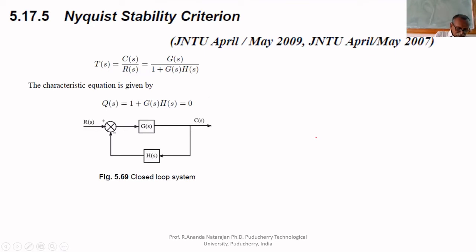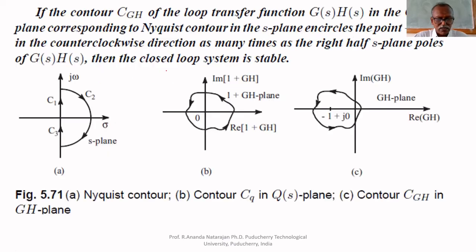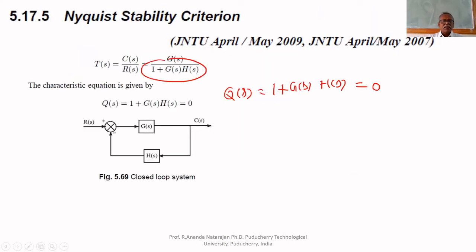Now, by having this fundamental, we can understand the Nyquist stability criterion. I am having Q(S) equal to 1 plus G(S)H(S) equal to 0. What is 1 plus G(S)H(S) equal to 0? It is the characteristic polynomial, the denominator polynomial of a closed loop system. Am I correct or not? You see that in the closed loop transfer function, 1 plus G(S)H(S) is in the denominator.